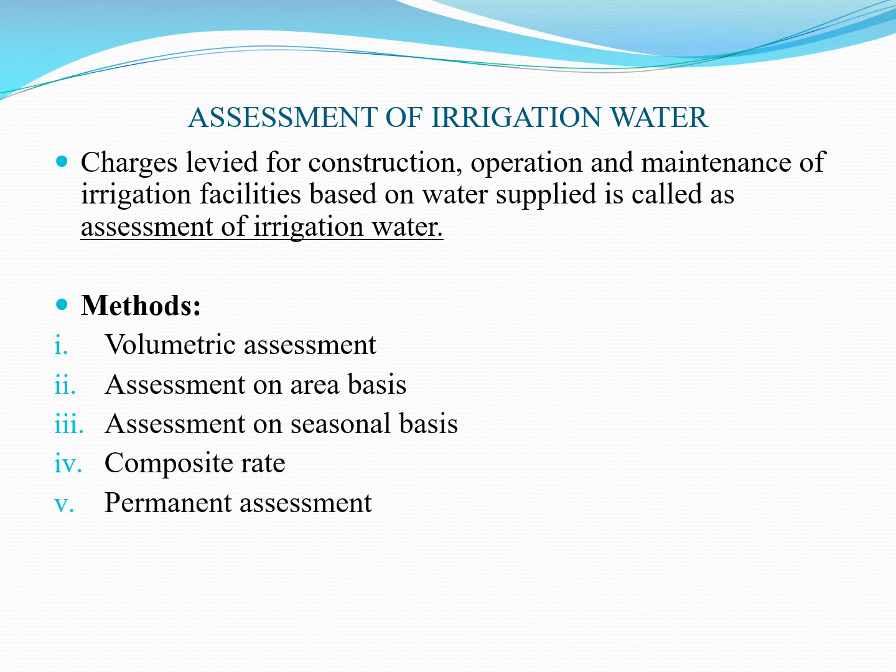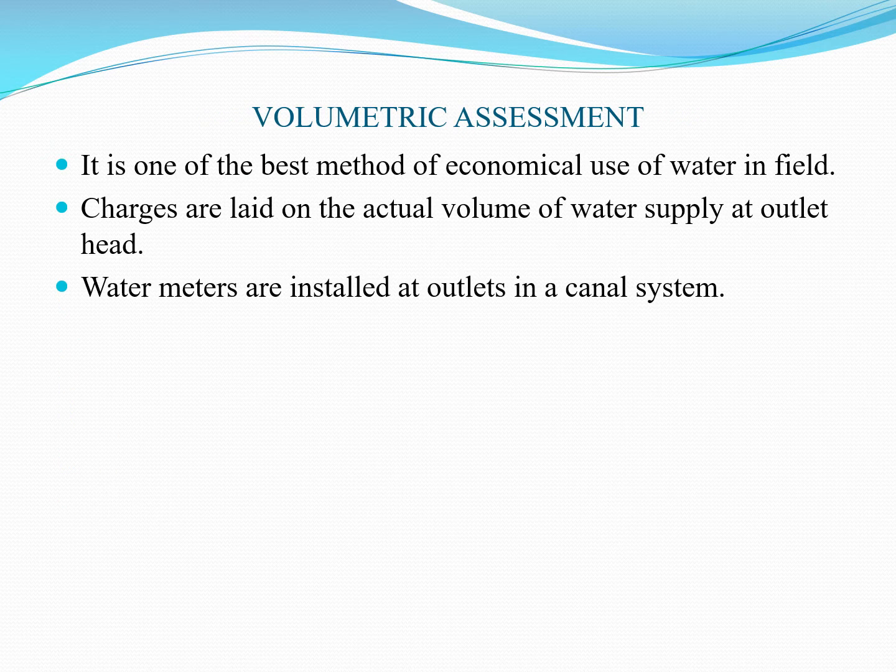There are various methods of assessment of irrigation water. First is the volumetric assessment. Second is assessment on area basis. Third is assessment on seasonal basis. Fourth is the composite rate. And the fifth method of assessment of irrigation water is permanent assessment. So let's see them one by one.